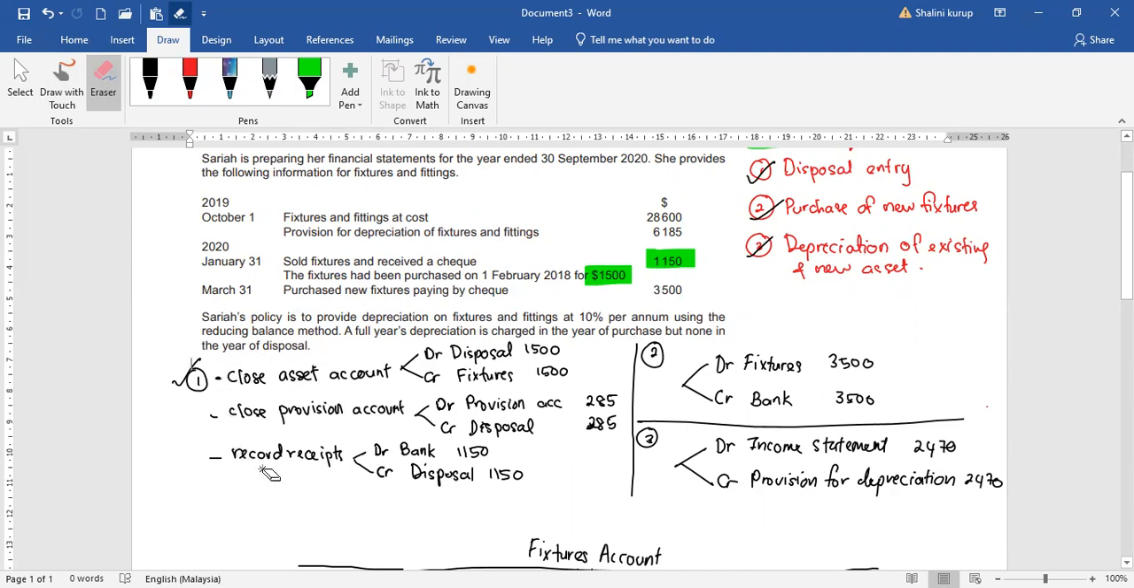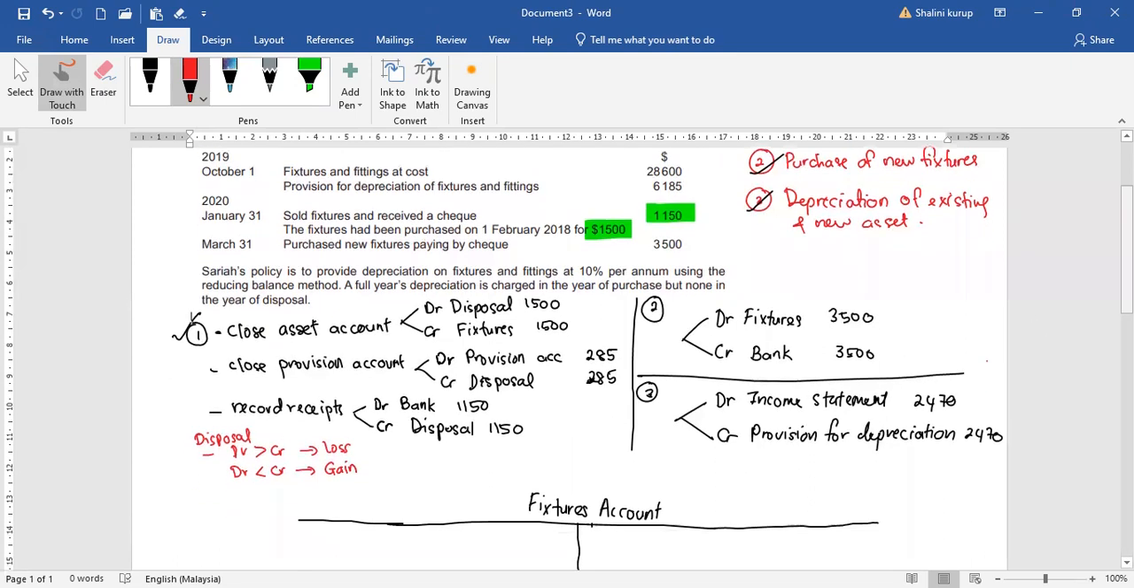Upon completing these 3, as I always tell you, these are the main steps after which you will automatically be able to detect whether it's a gain or a loss. How do you detect it? I've taught you, for those of you who've forgotten, remember, once you enter all these 3 entries and your disposal account is ready, if the debit side is more than the credit side, this is obviously a loss. If the debit side is smaller than the credit side, this is obviously a gain. So this is how you detect the loss and gain.